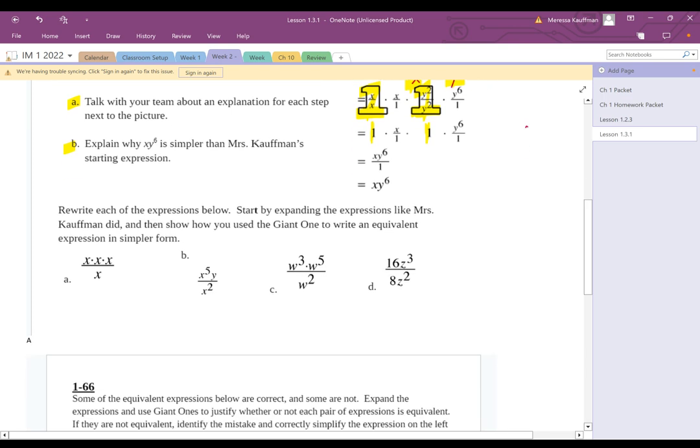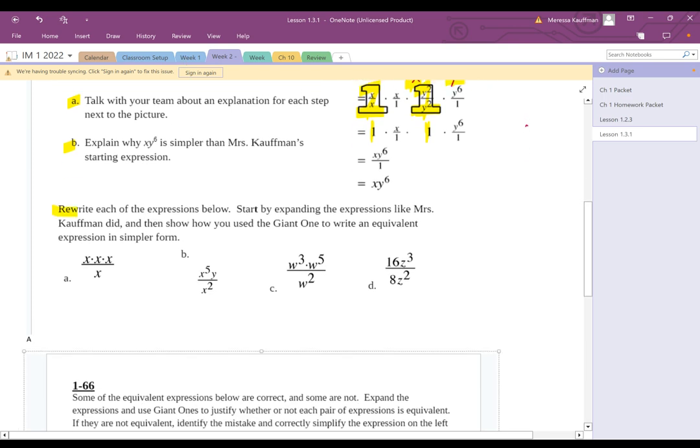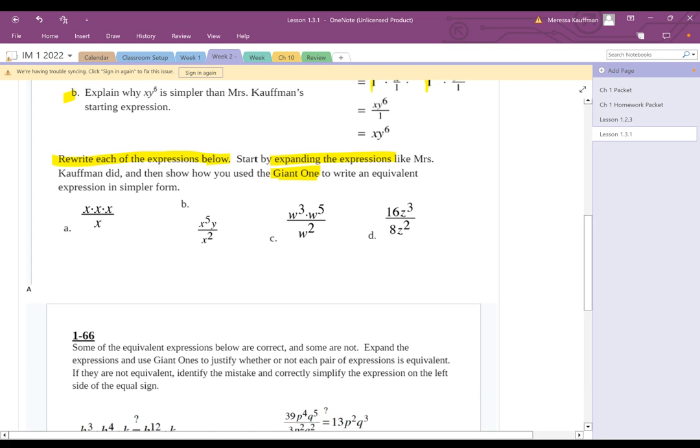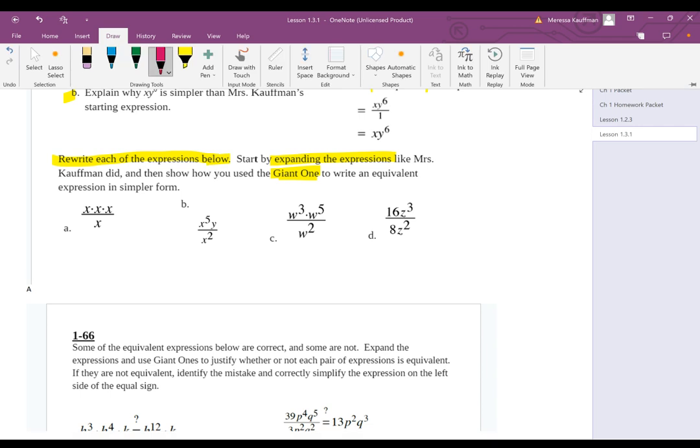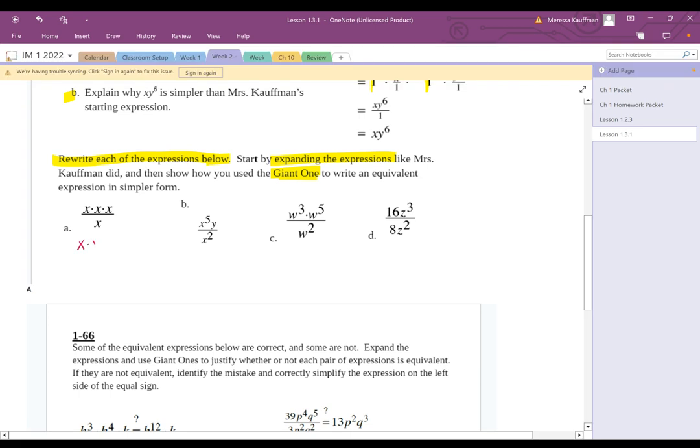Once you're done with that, I want you to rewrite each expression below, but I want you to start by expanding and using the giant 1. I will do the first one, A, for you. Here it's already expanded. I hope you guys can see that. But I'm going to rewrite this a little bit so I can see where my giant 1's going to go. I'm going to put 1x over 1x.